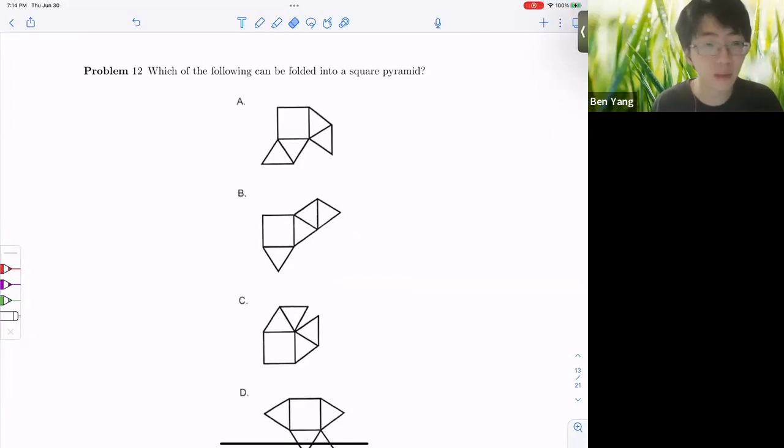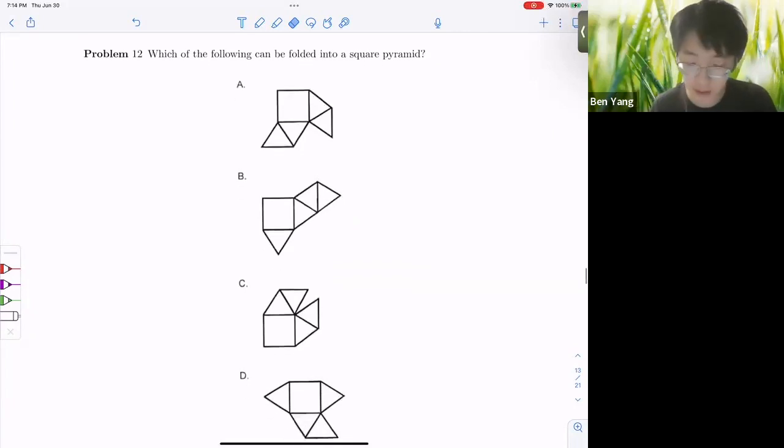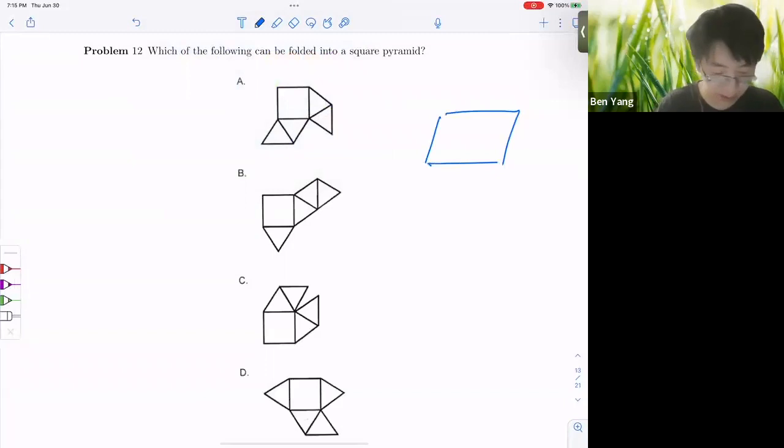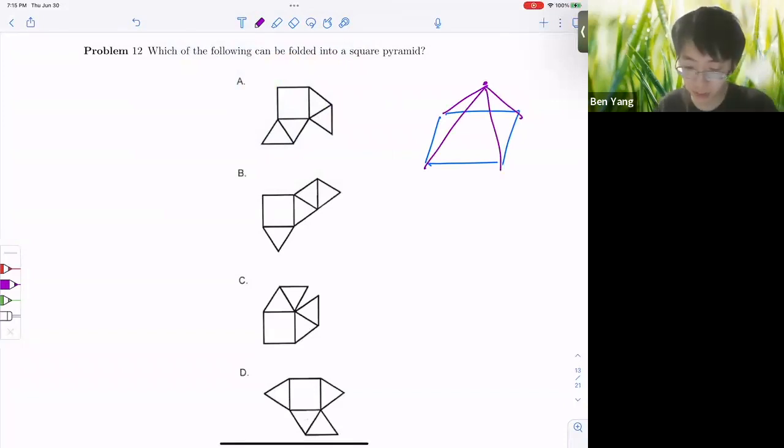All right. Question number 12. Which of the following can be folded into a square pyramid? A square pyramid is like we have a base, and the base is a square. Then we have a point outside of that plane, and we just connect that point with the four vertices there. And that's a square pyramid. Which of the following can be folded into a square pyramid?